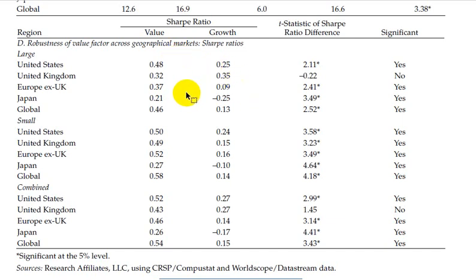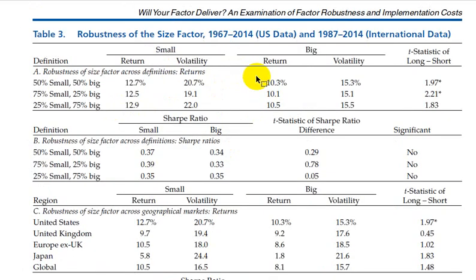But in all of the other international economies, we can see that investing in the value companies outperforms growth companies on average from a risk-adjusted Sharpe ratio perspective. Okay, so now let's look at the size factor.